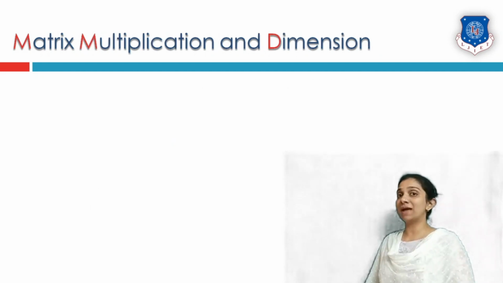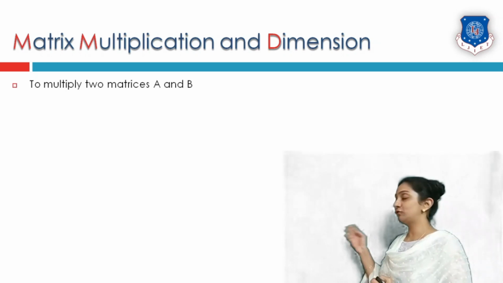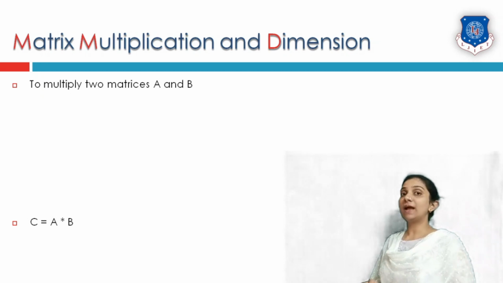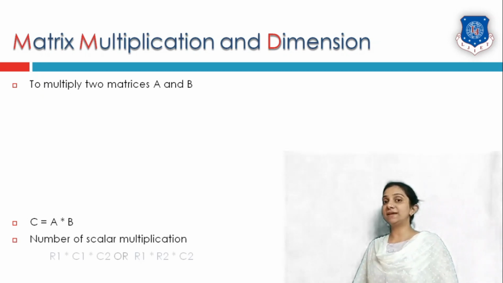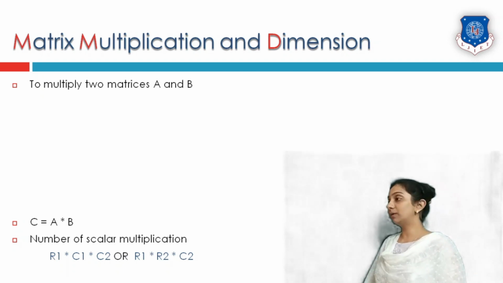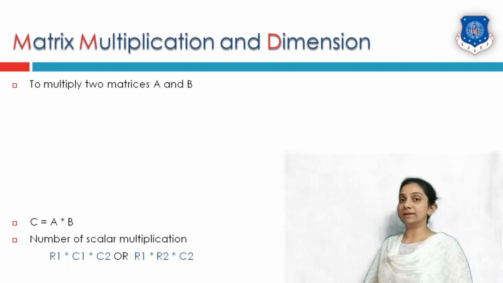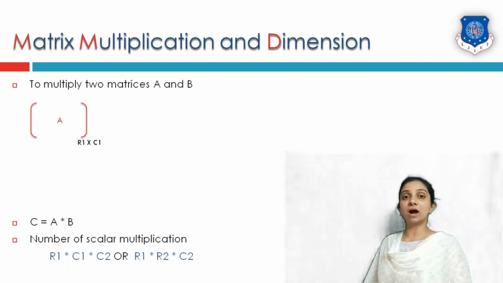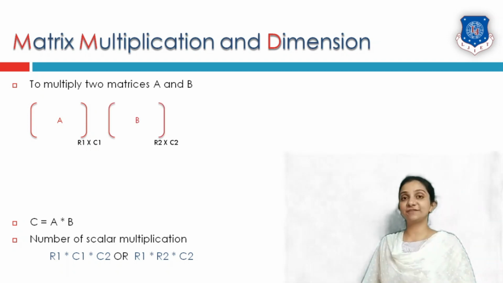What do we mean by multiplication dimension? Let us consider we have 2 matrices A and B, and we need to multiply them. The number of scalar multiplications is R1 into R2, C1 into C2. Now what do we mean by this? Our matrix A is of dimension R1 cross C1 and matrix B is of dimension R2 cross C2.